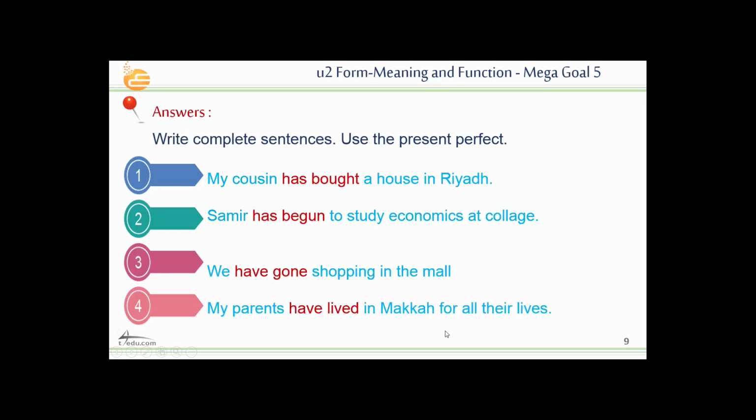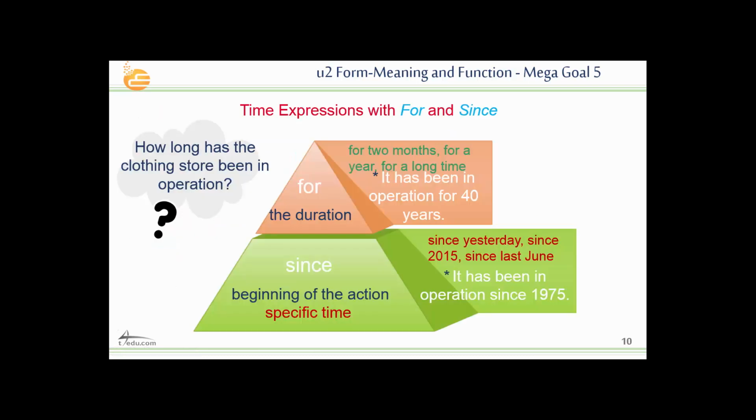All right, so these are the answers. My cousin has bought a house in Riyadh. Samir has begun to study economics at college. We have gone shopping in the mall. My parents have lived in Mecca for all their lives. Is it clear? I hope that you try to do it by yourself. Now let's move to the second part here.